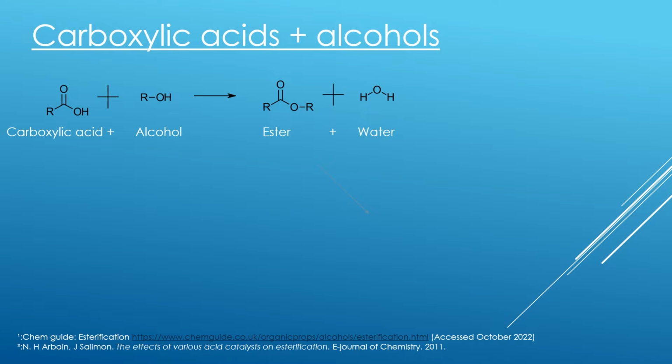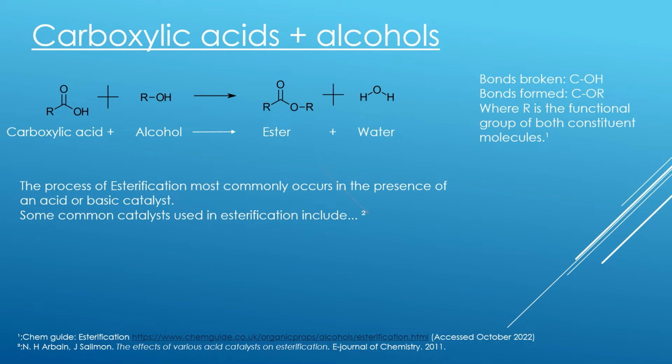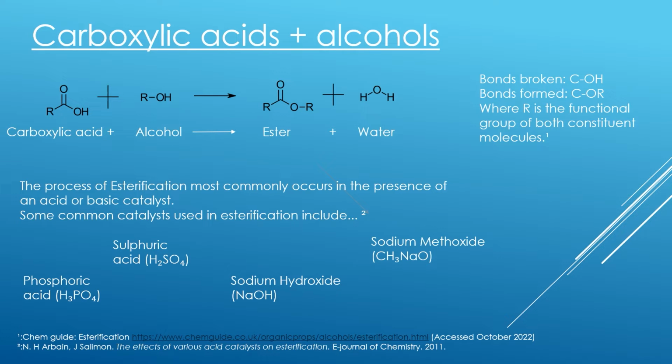Esters can be synthesized using carboxylic acids and alcohols. The esterification reaction involves the breaking of a carbon-hydroxide bond and the formation of a carbon-oxygen bond containing the R group of the alcohol. Esterification can only occur in the presence of an acid or basic catalyst. The catalyst lowers the activation energy for the reaction, while also acting as a drying agent. Some common catalysts used in esterification include phosphoric acid, sulfuric acid, sodium hydroxide, and sodium methoxide. The acid catalysts in this list are preferred, but esterification will also occur with basic catalysts.